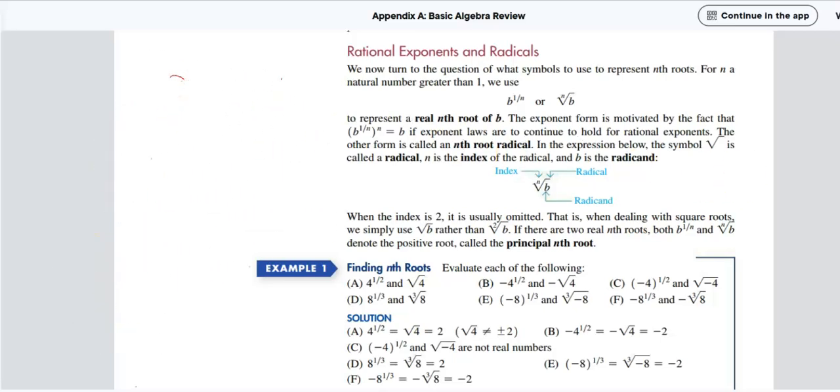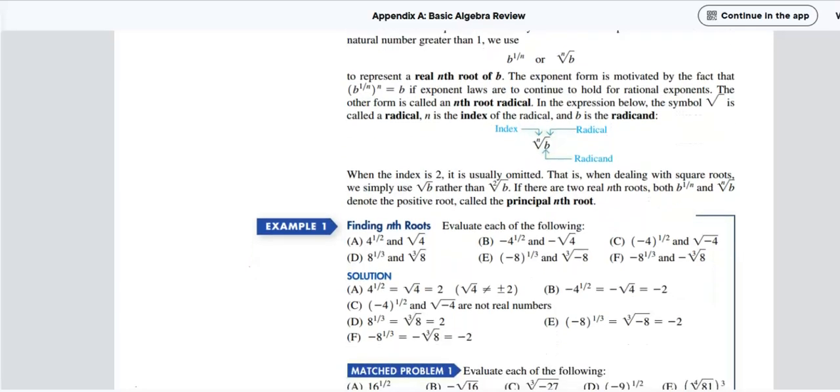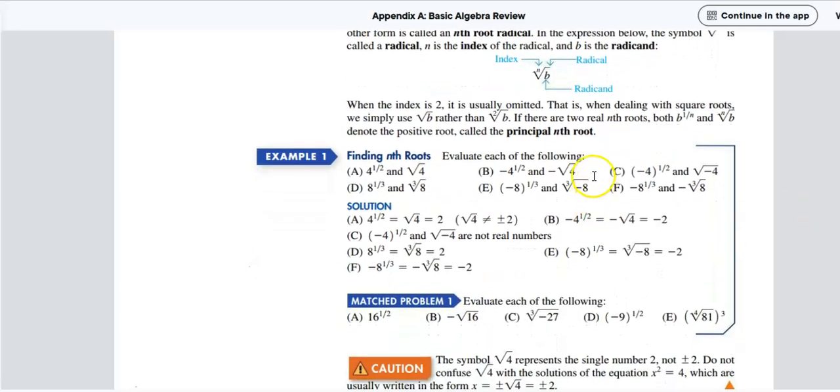Another thing we need to understand is that the square root of negative 4 is an imaginary number. It does not exist on the real number line. It exists on the imaginary plane, and we could write that as 2i, but we are not working on that in this section, so don't worry about imaginary numbers here. So let's look at some other examples.